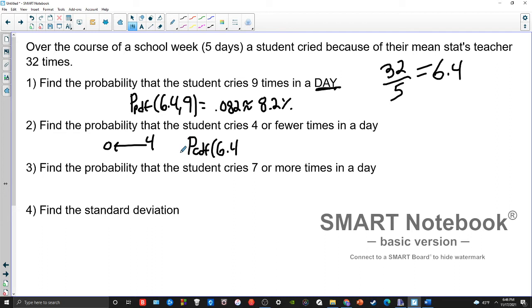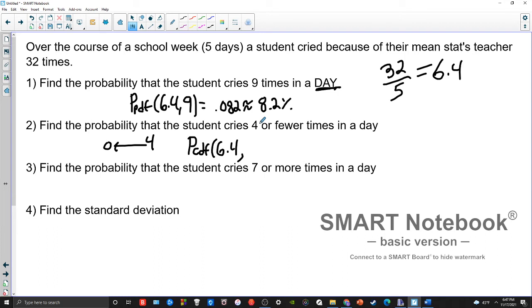CDF naturally goes down. Think of the calculator as a very negative machine. It will always go down naturally. You have to do a little bit extra work to make it go up. That's why you have to do the 1 minus when you're going more than. Now, what number goes here, right? The big question. 4 or fewer times in a day.